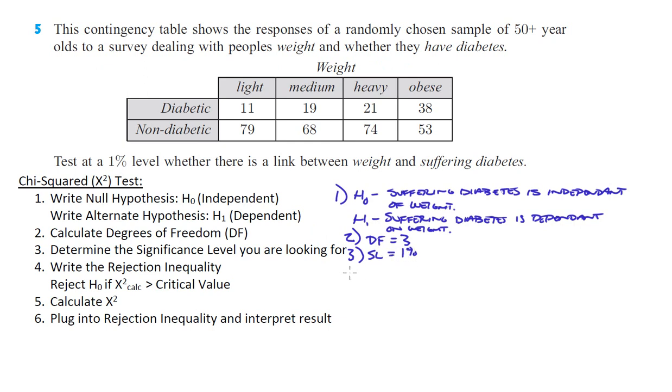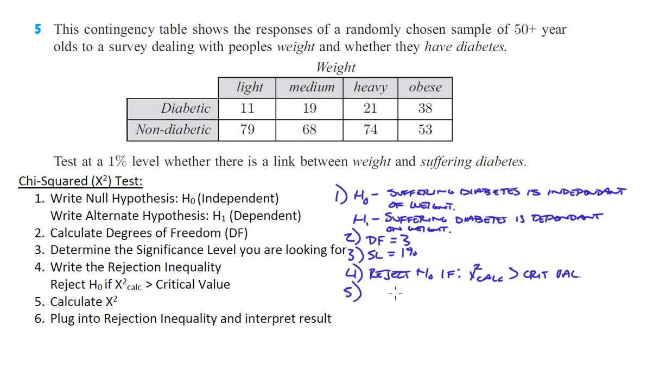Okay, write the rejection inequality. So reject the null hypothesis if, and I would highly suggest when you write this rejection inequality, instead of writing just the inequality, I would say reject H0 if. It just makes it a lot easier to keep things straight after you find your critical value and your chi-squared value. Okay, so if our chi-squared calc is greater than our critical value.